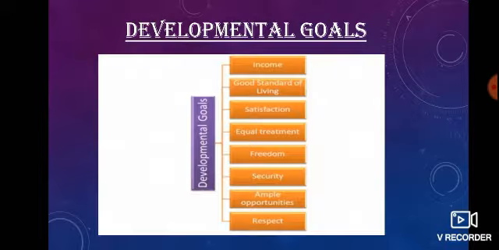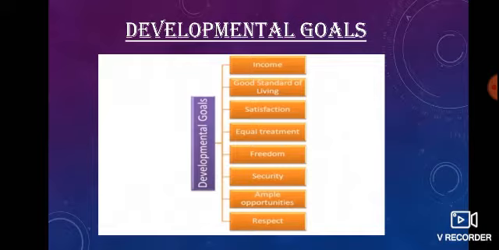Moving to the next topic, developmental goals. Here you can see eight developmental goals: income, standard of living, satisfaction, equal treatment, freedom, security, ample opportunities and respect. We'll be discussing details about the developmental goals. Starting from income, the most frequent question asked from this chapter is, rather than income, what are the other goals of development? So you have to answer that.